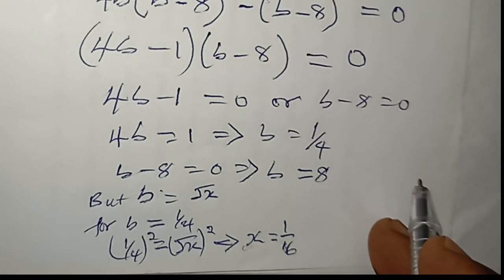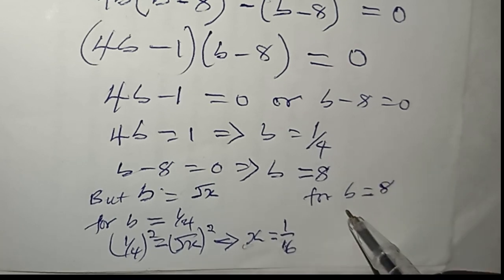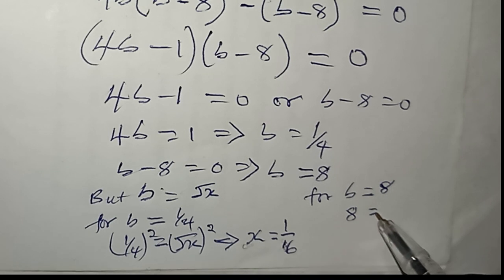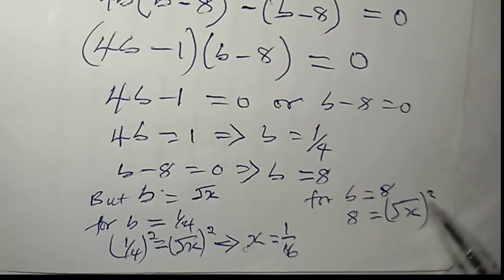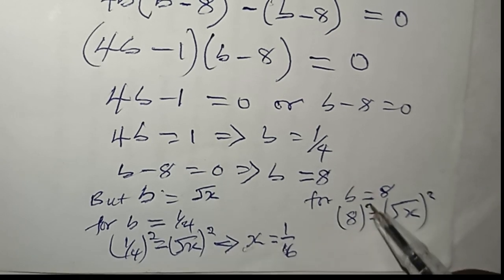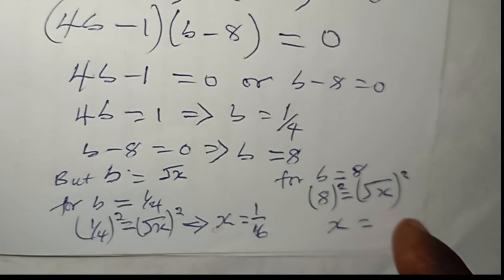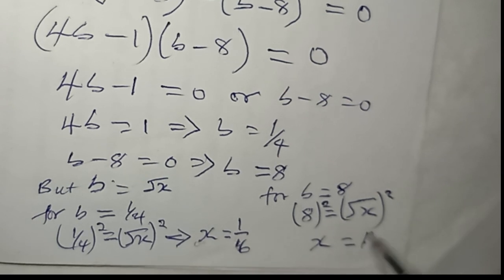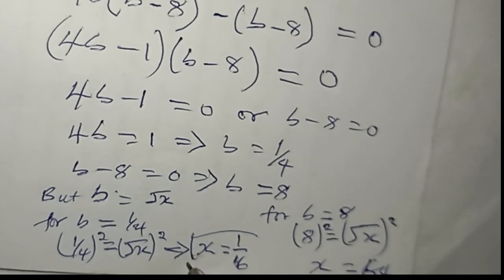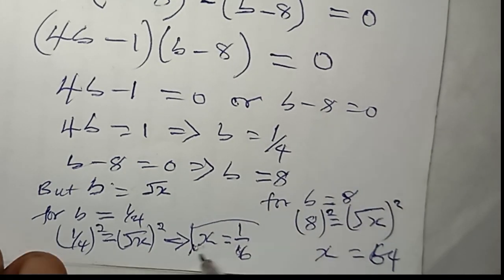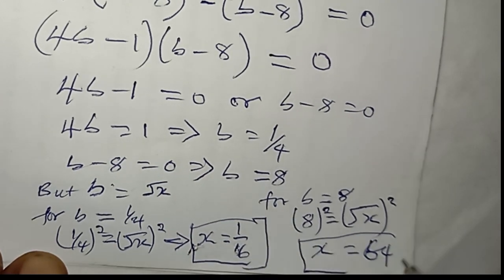Then for b equal to 8, we now have that 8 is equal to square root of x. Taking the square, we now have that x is equal to the square of 8, which is basically 64. So these are the two values, the two roots of this equation: x equal to 1 over 16 and x equal to 64.